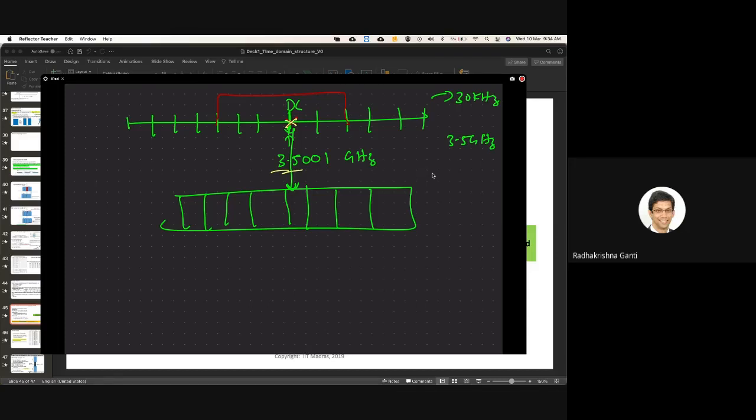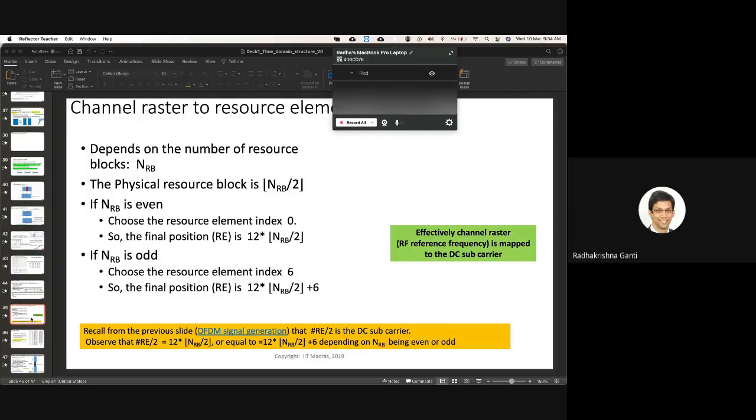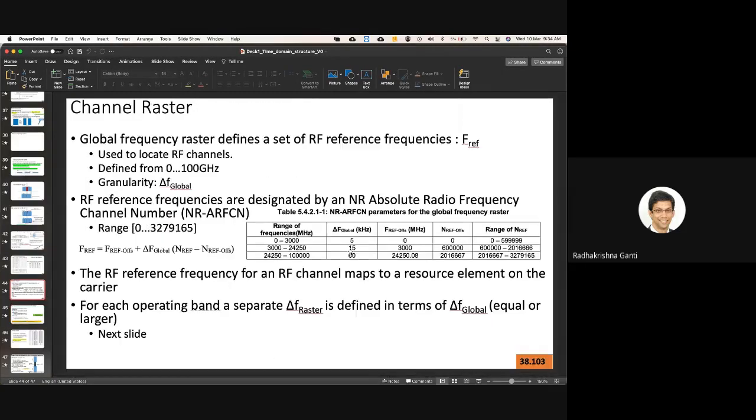In 5G, we'll see in another class that there's one more raster called the synchronization raster. That's not there in LTE. In LTE, what used to happen is, let's get back to this slide. When you switch on the phone, suppose your frequency band started from 2.3 gigahertz. The phone used to search every 5 kilohertz, at least in the beginning, for the center frequency. It used to do the synchronization procedure every 5 kilohertz.